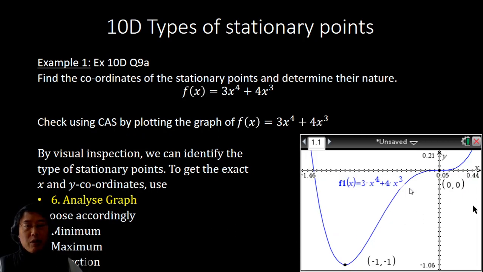Graphically, you already have an idea about what kind of point it is. So for example, if I pick this one, I can see it's a minimum, and I would choose the minimum and set the intervals around it if I wanted to find the exact coordinates.